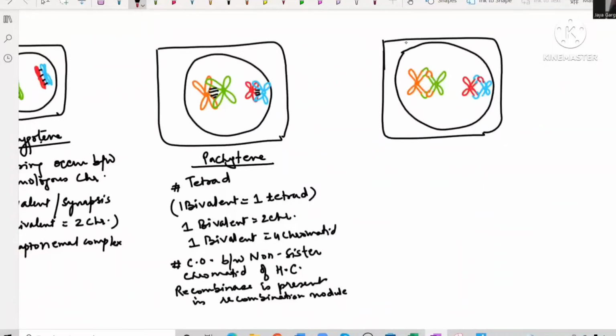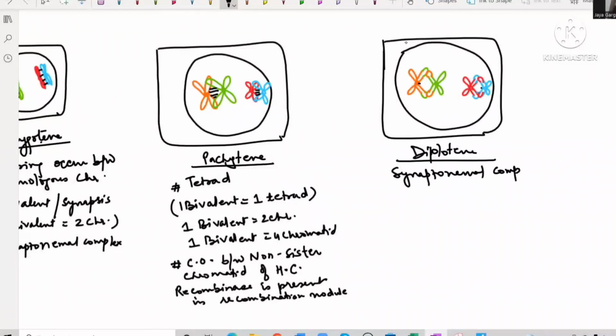Still overlapping is there, okay, beta, but I have drawn separately just to make you understand. Now see here, beta, this is your synaptonemal complex which was present. I have to now remove it. So in diplotene stage, synaptonemal complex dissolves. Very important, first of all, synaptonemal complex dissolves.